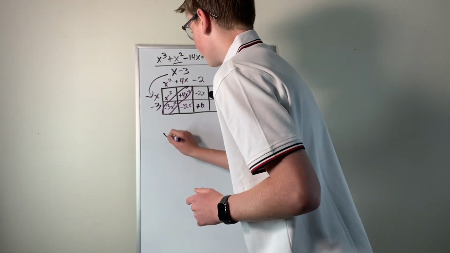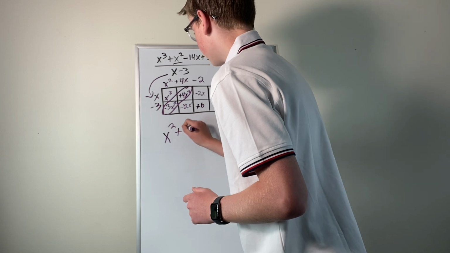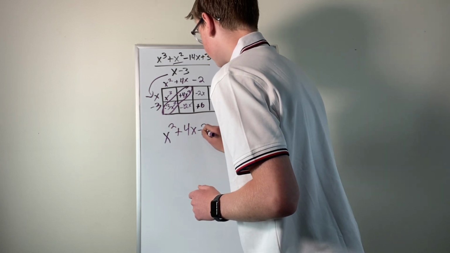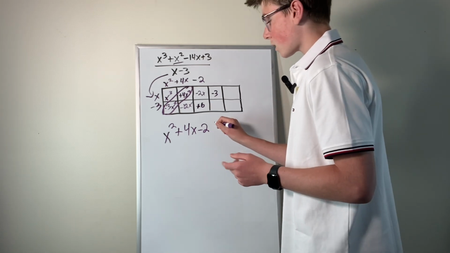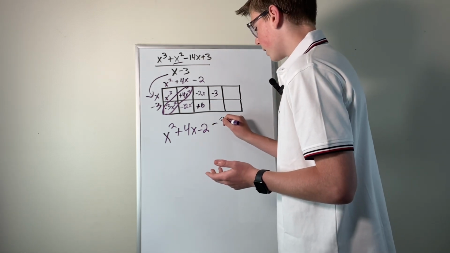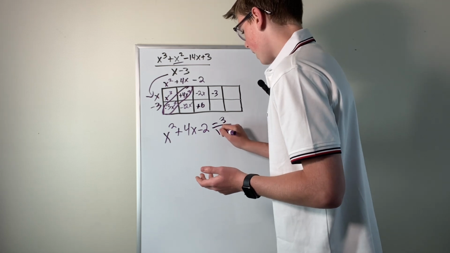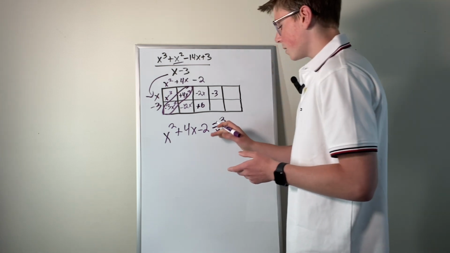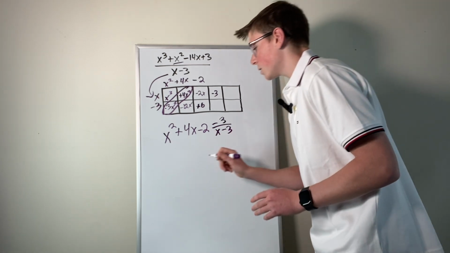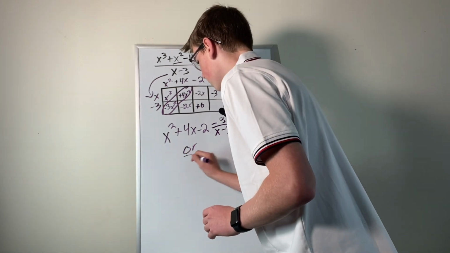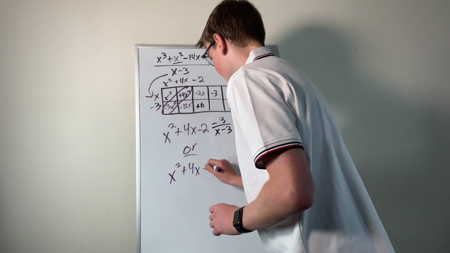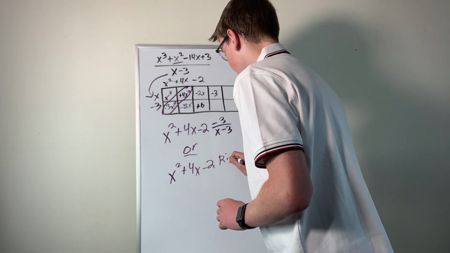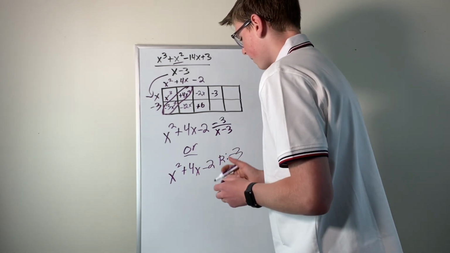So our answer will be x squared plus 4x minus 2. And then it could be plus, well, minus 3 divided by x minus 3. So negative 3 over x minus 3. Or you could just say x squared plus 4x minus 2, remainder negative 3.